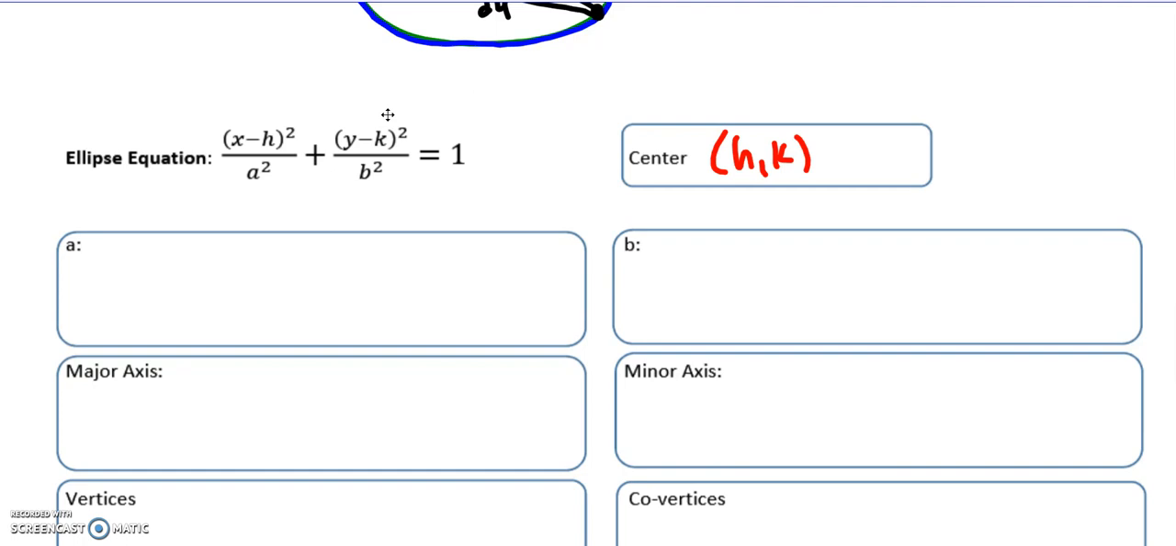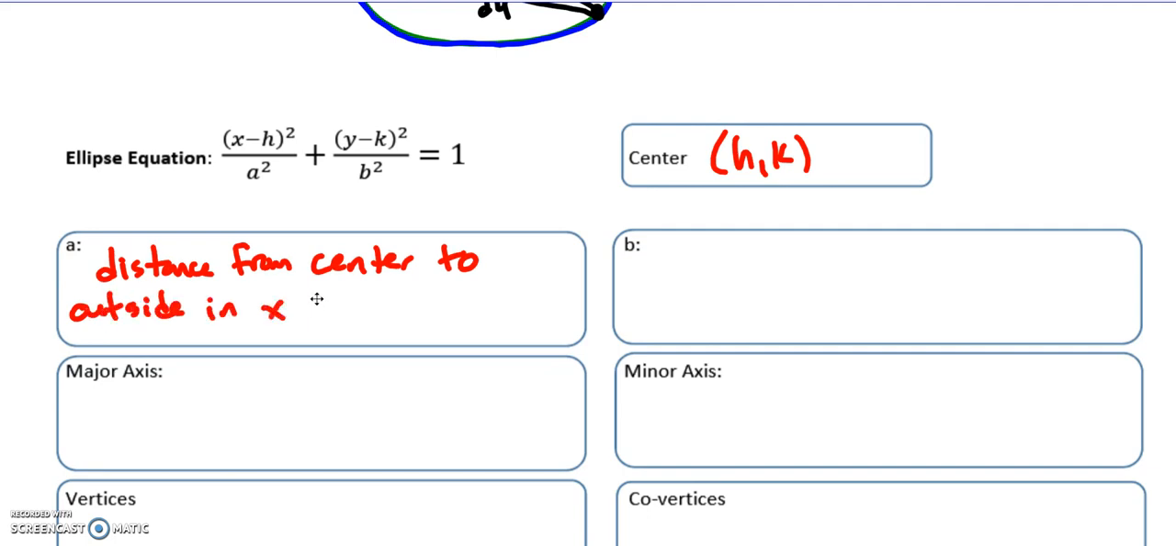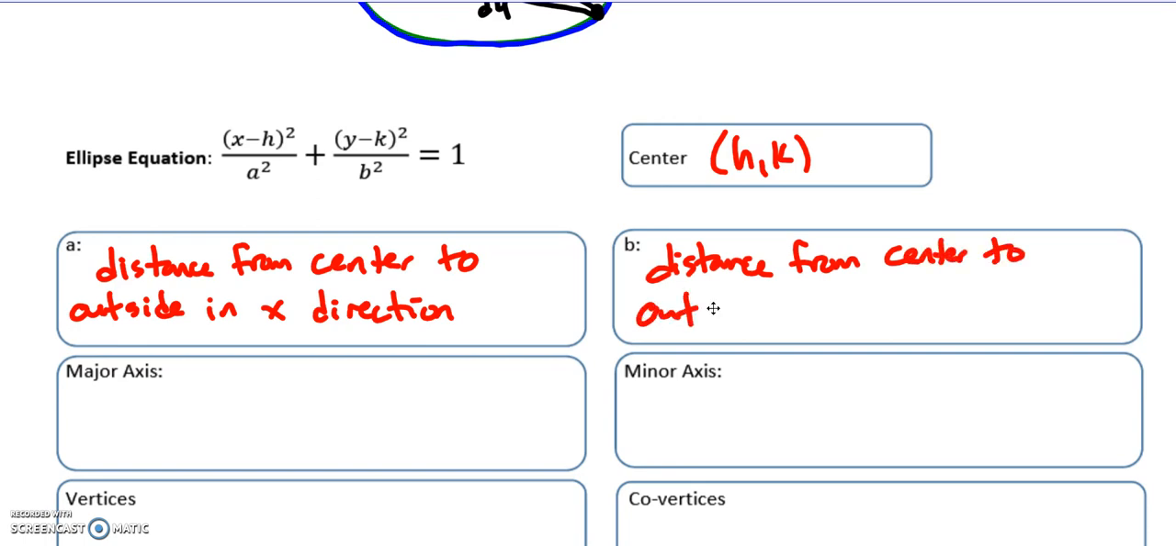What I'm going to say is A is the distance from the center to the outside in the x direction. Notice how A is with the x term, so that makes sense. So that makes B the distance from the center to the outside in the y direction.